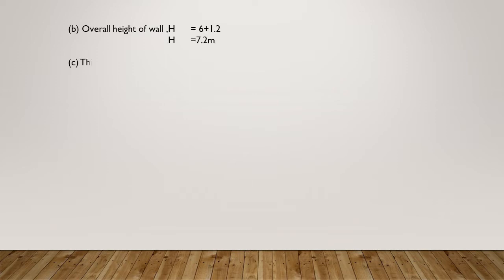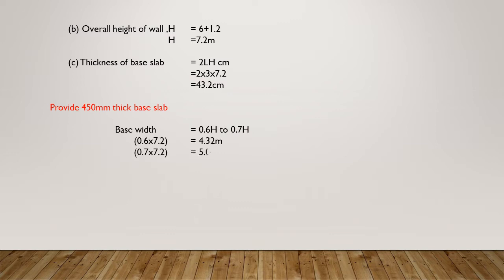Then overall height of wall, h is equal to 6 plus 1.2. So 6 is above the ground level, the 1.2 is below the ground level, so h is equal to 7.2 meter. Then thickness of base slab is equal to 2 L root h. So 2 is constant, L is the spacing of counterfort retaining wall. Our spacing is given in our question, 3 meter. Then h is the 7.2 overall height of wall. So thickness of base slab is 43.2 centimeter. So we convert to mm, 432 mm. Then we can provide a 450 mm thick base slab.